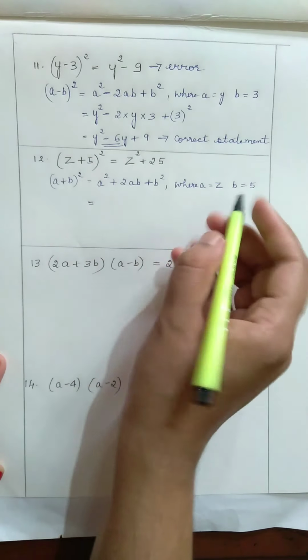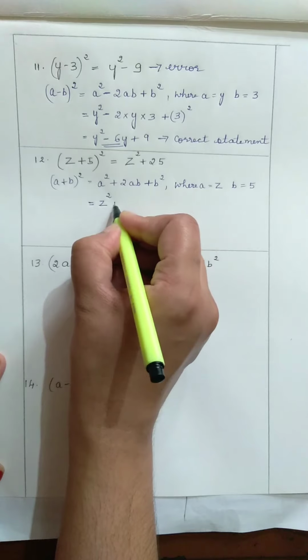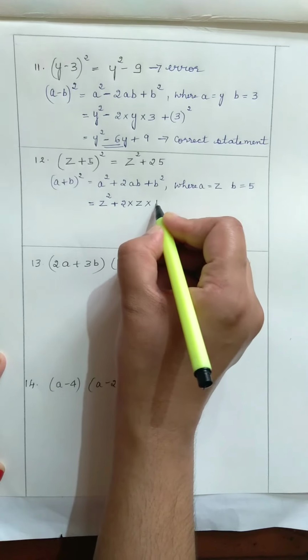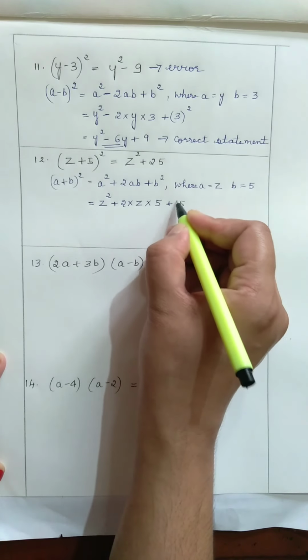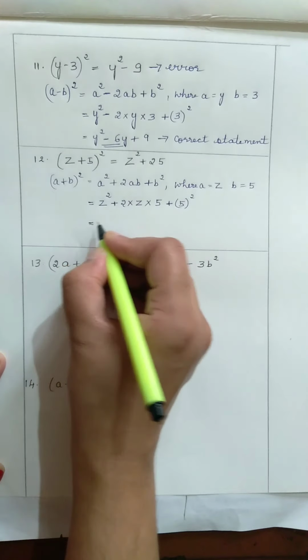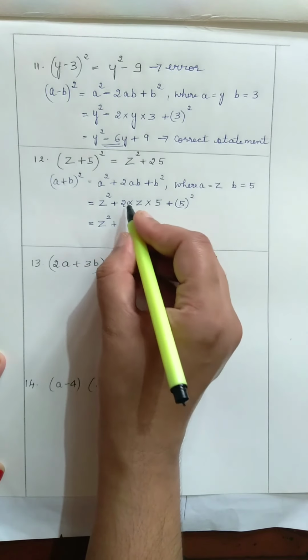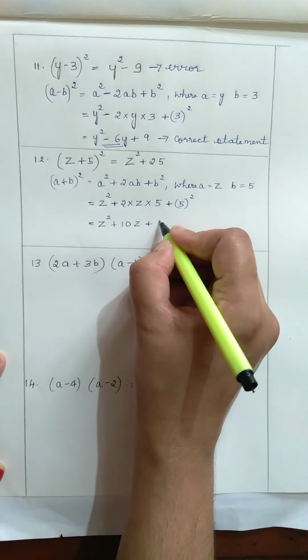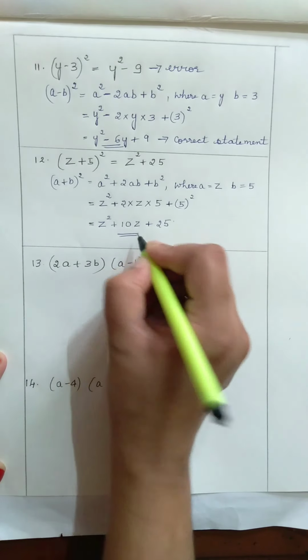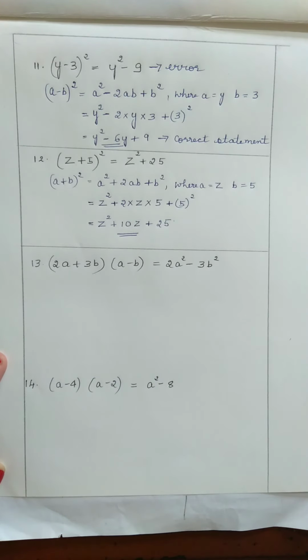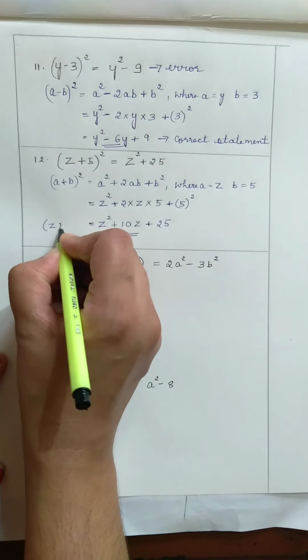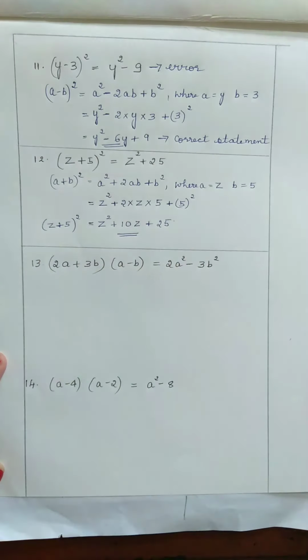In the identity, a square is z square plus 2 into the value of a, which is z, and the value of b, which is 5, plus b square, that is 5 square. In the next step, z square plus 2 5s are 10, 10 into z, it is 10z, plus 5 square, 5 into 5, it is 25. Therefore, (z + 5) whole square is equal to z square plus 10z plus 25 is the correct answer for (z + 5) whole square.